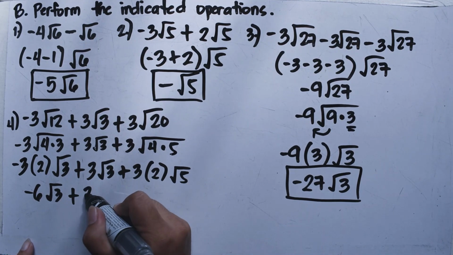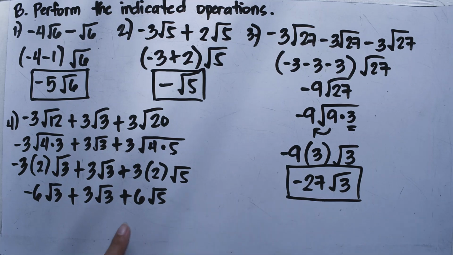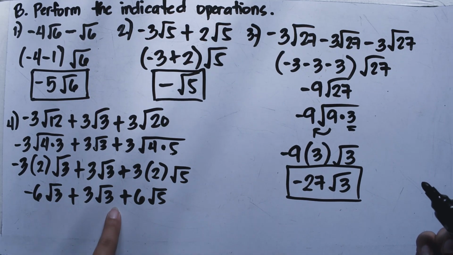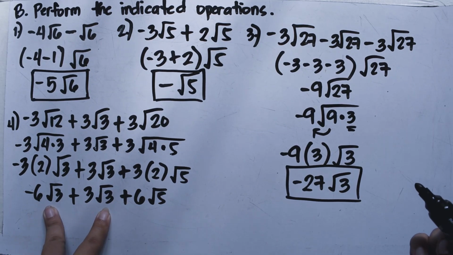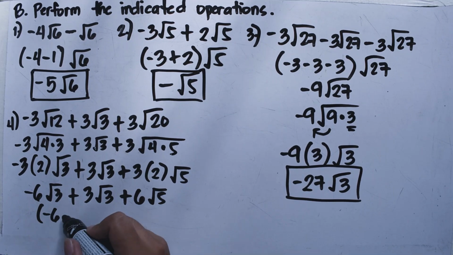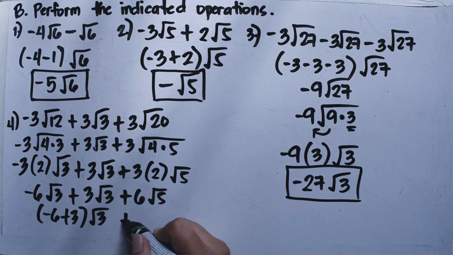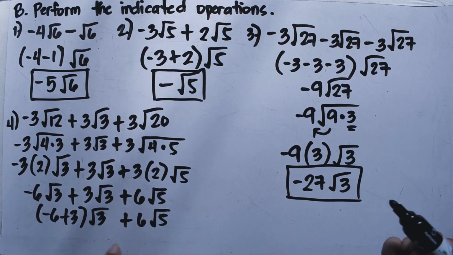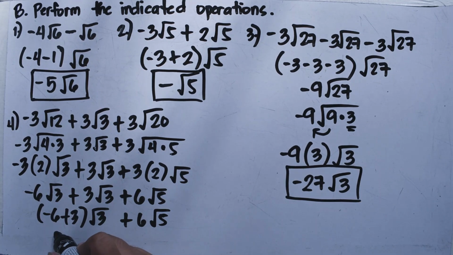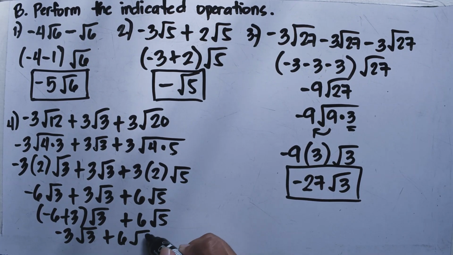This one, just copy muna para hindi malito. Plus, 3 times 2, we have 6. Square root of 5. So, combine like term na tayo. Pwede na natin i-operate yung like term. Since ito, tsaka ito ang like term lang, di ba? Similar radicals po sila. Ibig sabihin, ito lang yung pwede natin i-operate. So, we have, copy lang yung ating numerical coefficient. So, negative 6 plus 3. And then, copy the same radicals, which is square root of 3. And then, ito po, just copy lang dahil wala po siyang katulad na radicals. Nakuha? So, negative 6 plus 3. Dahil different signs, subtract and then get the sign of the higher number. So, negative 3, square root of 3, dahil copy lang to, plus, copy lang, 6, square root of 5.